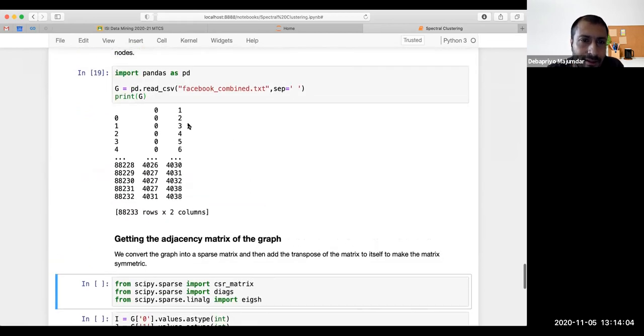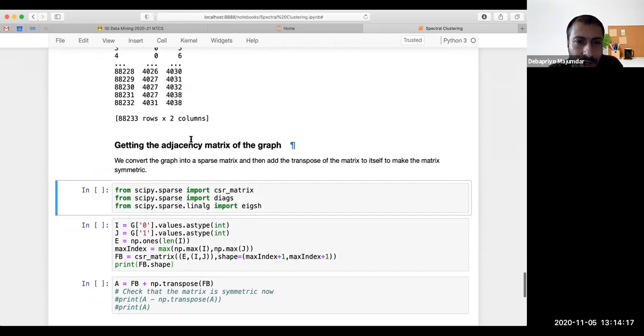Now here in the data set, they mention that it's an undirected graph. So whenever they put an edge between 0 and 2, 0 and 3, they don't actually put an edge between 3 and 0. So I'll have to manually do that, or rather I have to write some code to do that.